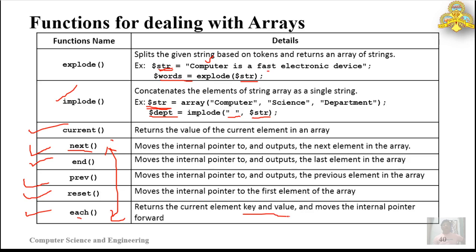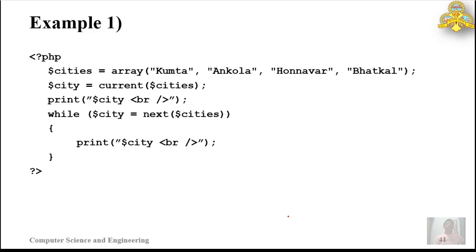Here is an example. First example, I am creating an array of cities: Kumta, Ankola, Honavar, Bhatkar. I will take the current element using the current function. It returns the first element. By default, when I create an array, the internal pointer points to the first element, so that is returned, and print city sends it to the browser.